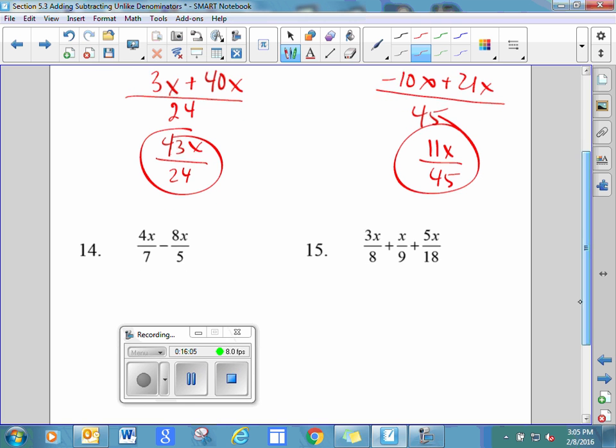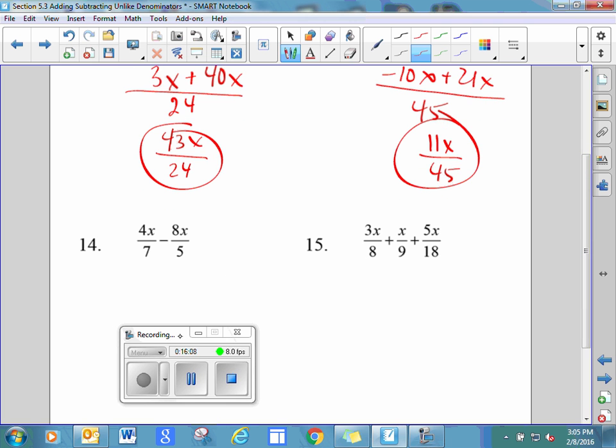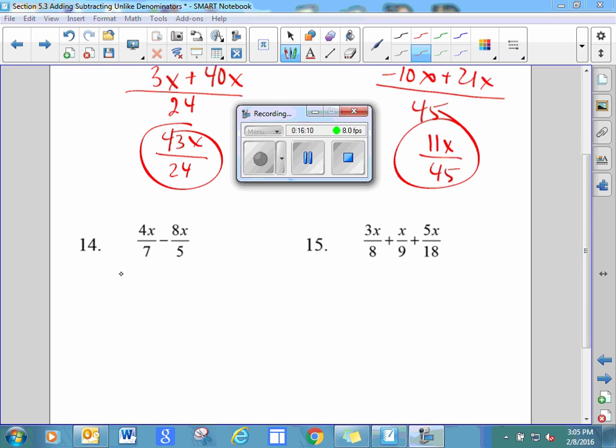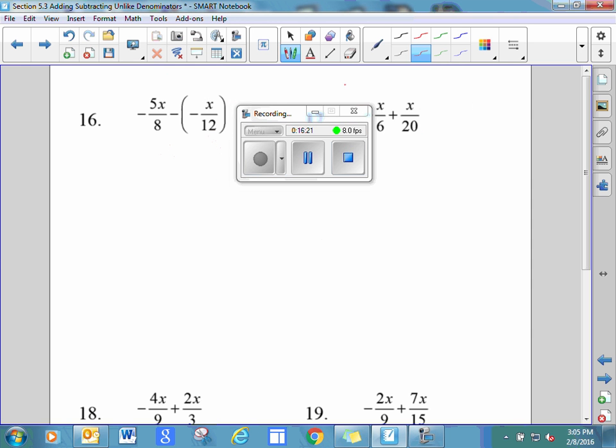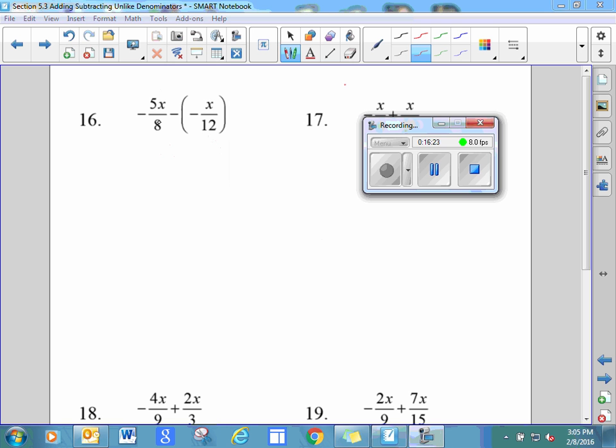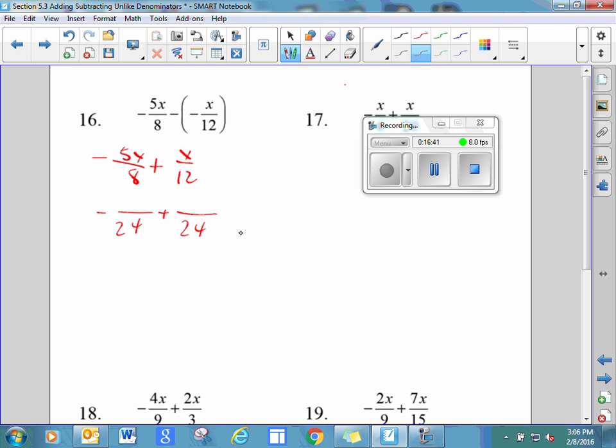Okay, let me do one more, and then I'm going to have you guys finish them up, and we'll talk about them in class. Let's go to 16, and we'll work that one together, and then you're responsible for the rest of these. So 16 has got a double sign. Again, I'm going to just rewrite the problem with a single sign. And I'm looking for a common denominator between 8 and 12. You may know that it's 24, or you may have to go figure it out. But either way, the lowest common denominator is what we're looking for, and that's 24.